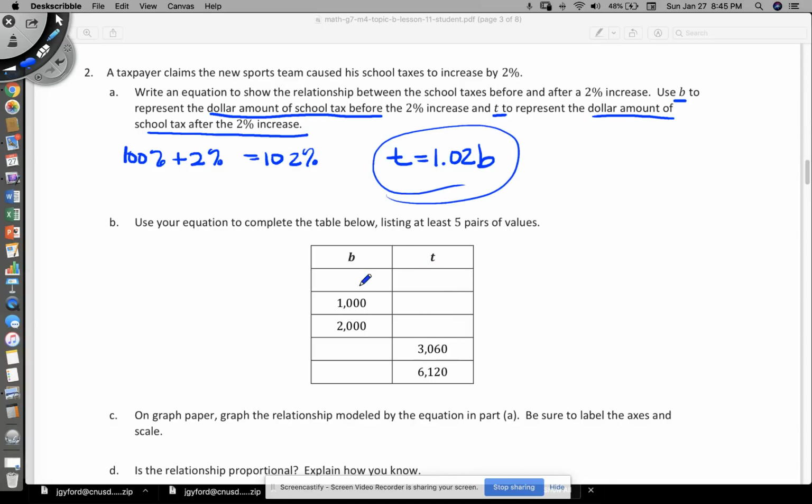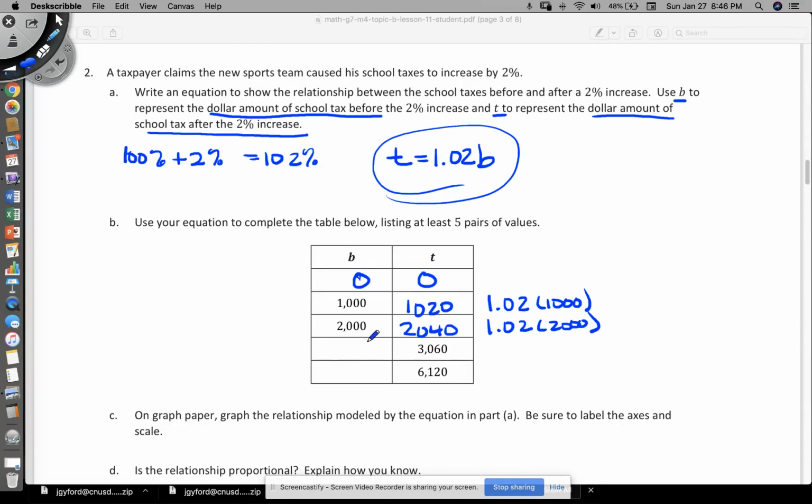Now I'm going to fill in the easiest one here. If I plug in 0 for B, anything times 0 is 0, so that just made that a little easier. Now this one, they want me to put 1,000 in for the B. So we're going to say 1.02 times 1,000, and that's going to give me the answer of 1,020. I'm going to do the same thing here with this one, 1.02 times 2,000, and that's going to give me the answer of 2,040.